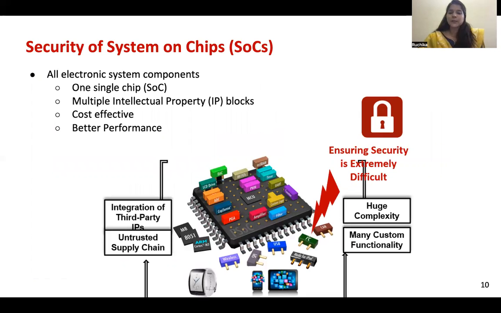Security of system on chip is a very crucial aspect. All electronic system components are integrated on a single chip where multiple IP blocks are integrated. They should be integrated in such a way that they are cost effective and at the same time provide better performance. But integration of these third-party IPs also involves an untrusted supply chain, which creates a security vulnerability in the system.